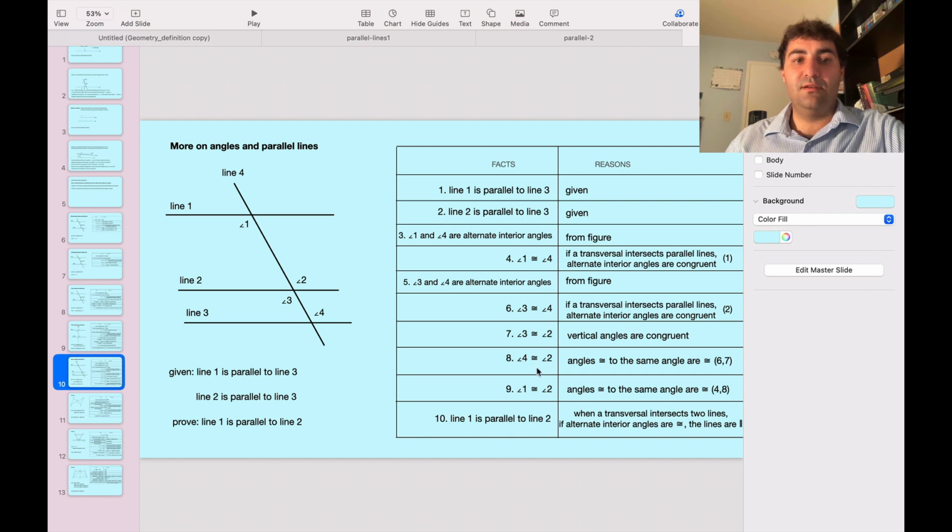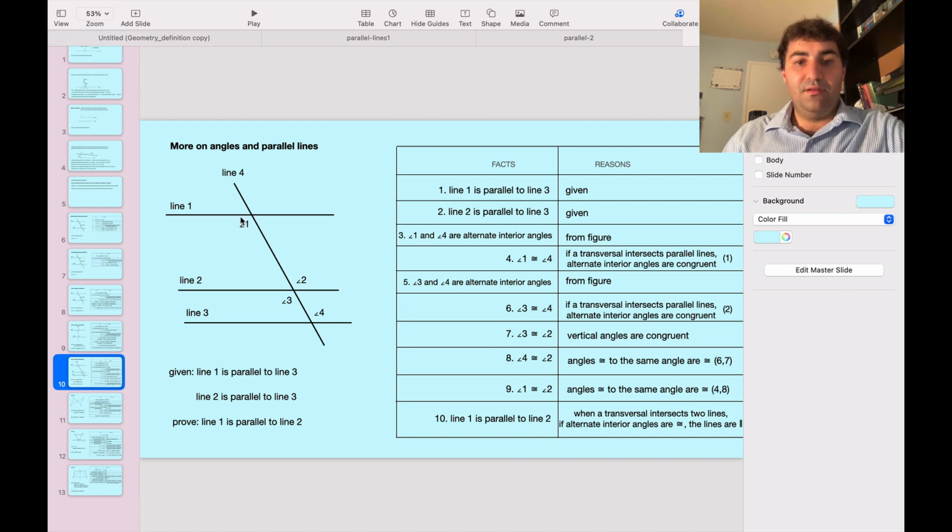So angle 4 is congruent to angle 2. And we use the fact that angles that are congruent to the same angle are congruent to each other. Now I'm going to look at statement 4 and statement 8. So angle 1 is congruent to angle 4, and angle 2 is congruent to angle 4. So angle 1 and angle 2 are both congruent to the same angle 4. So they're congruent to each other. So angle 1 is congruent to angle 2. Angles that are congruent to the same angles are congruent.